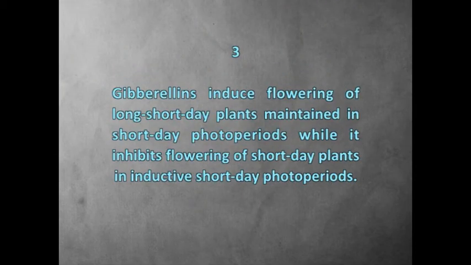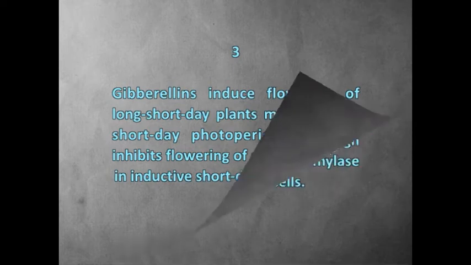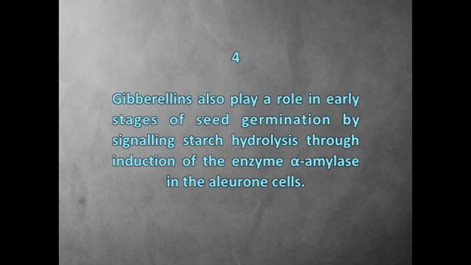Thirdly, gibberellins induce flowering of long day plants maintained in short day photoperiods, while they inhibit flowering of short day plants in inductive short day photoperiods. Next, gibberellins also play a role in early stages of seed germination by signaling starch hydrolysis through induction of the enzyme alpha amylase in the aleurone cells.